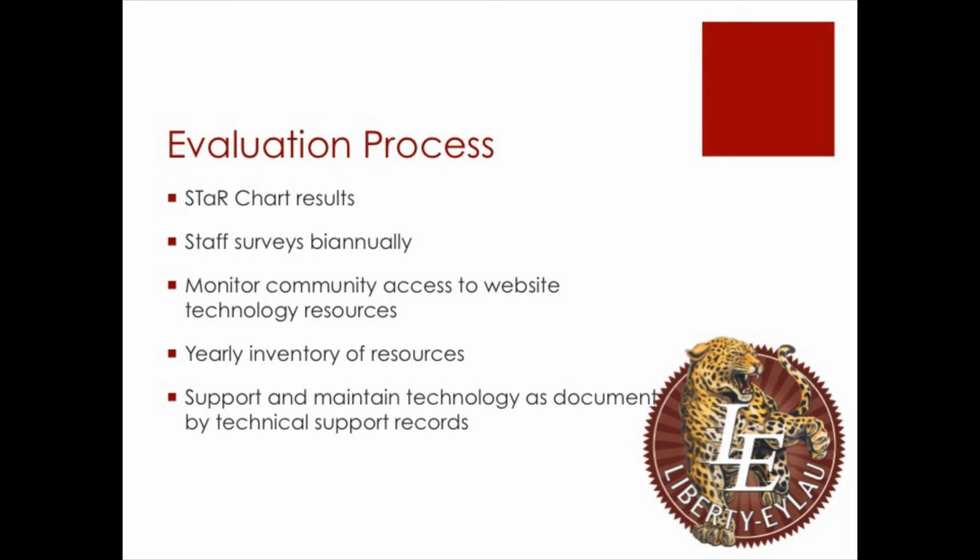As we work on this, how are we going to ensure that we are keeping up with the goals that we want to? Well, we've put in an evaluation process. One of the things we use is a star chart. This is sent out every year to all teachers for them to fill out about the technology use on their campus. This is something that also meets the standards required in the National Education Plan, and so that's why we use the star chart. We also send out staff surveys biannually.